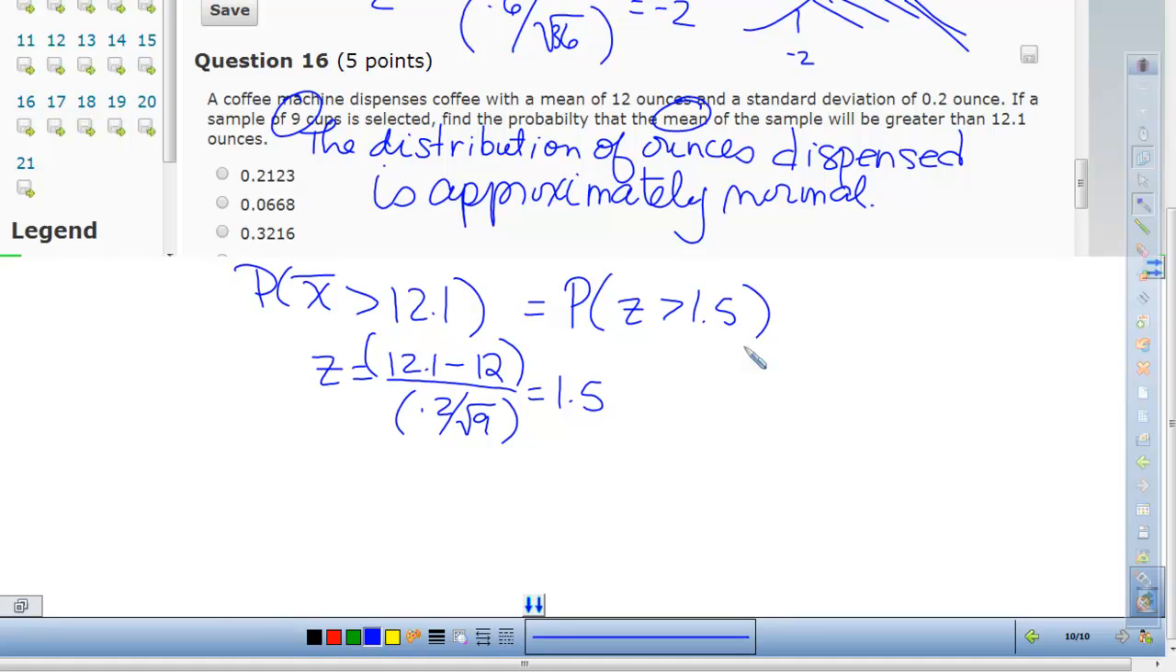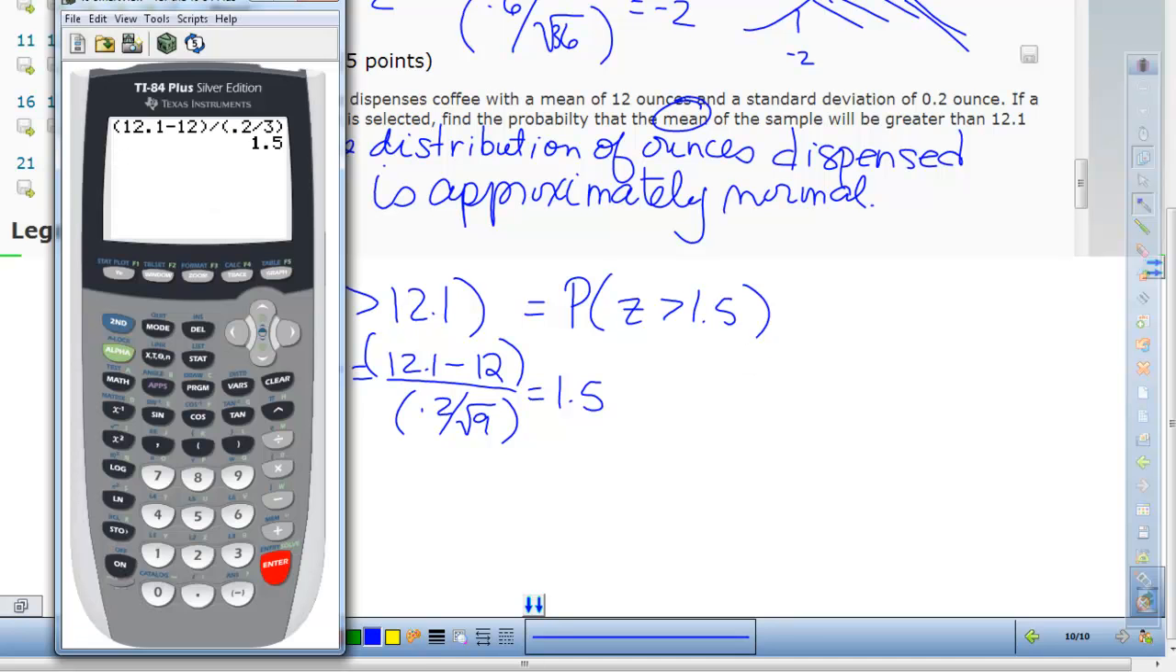And of course you can do that on the calculator. We're going to go from 1.5 to infinity. So we get 0.0668.